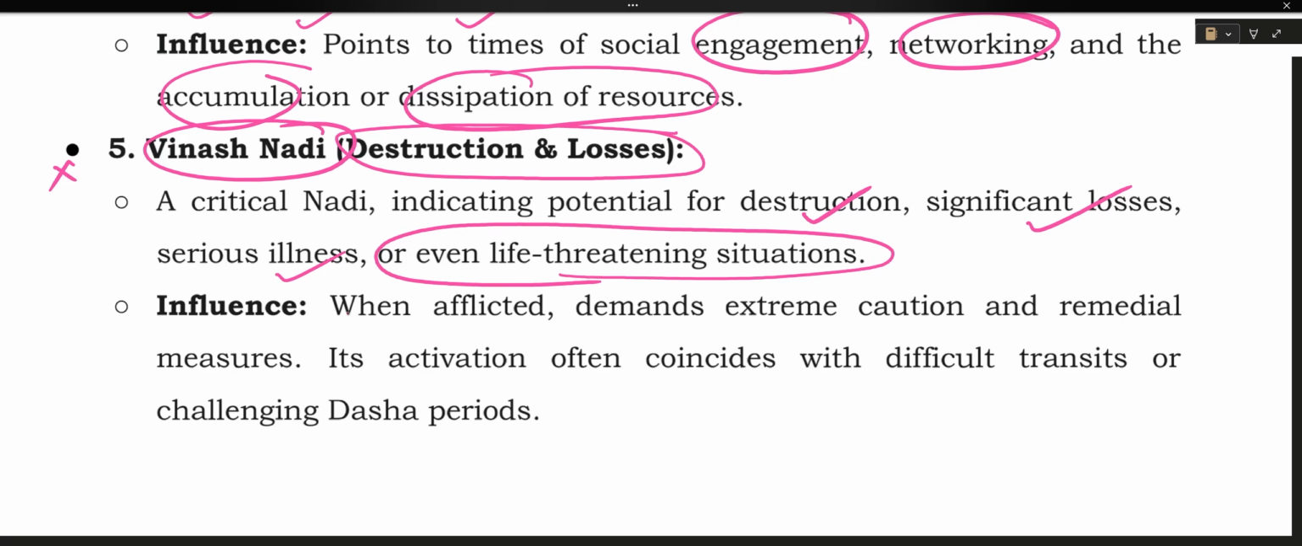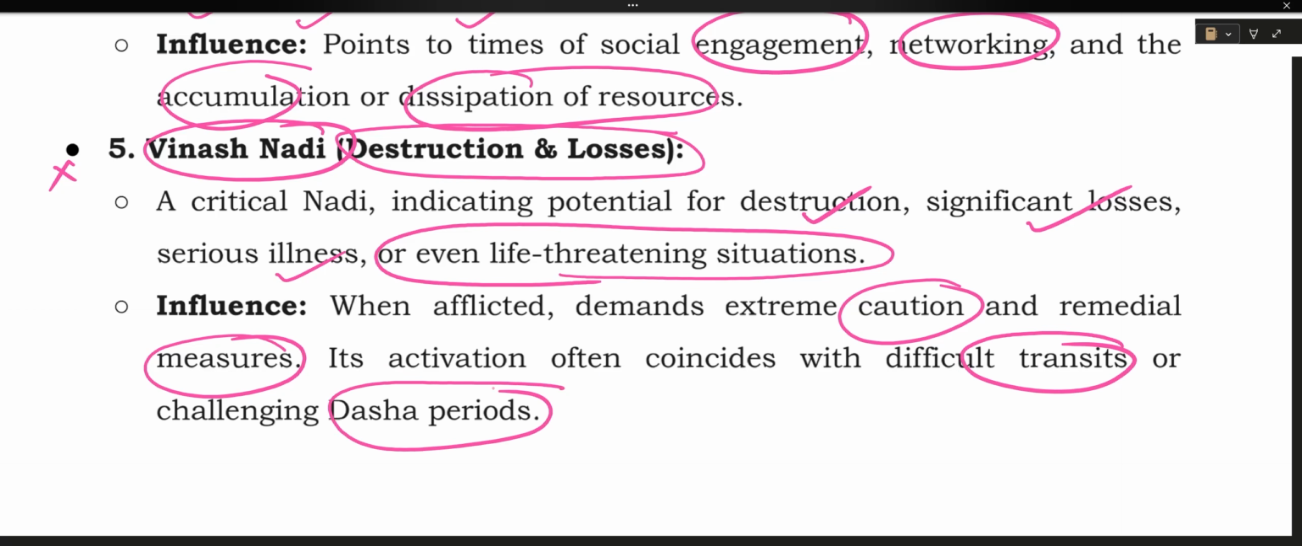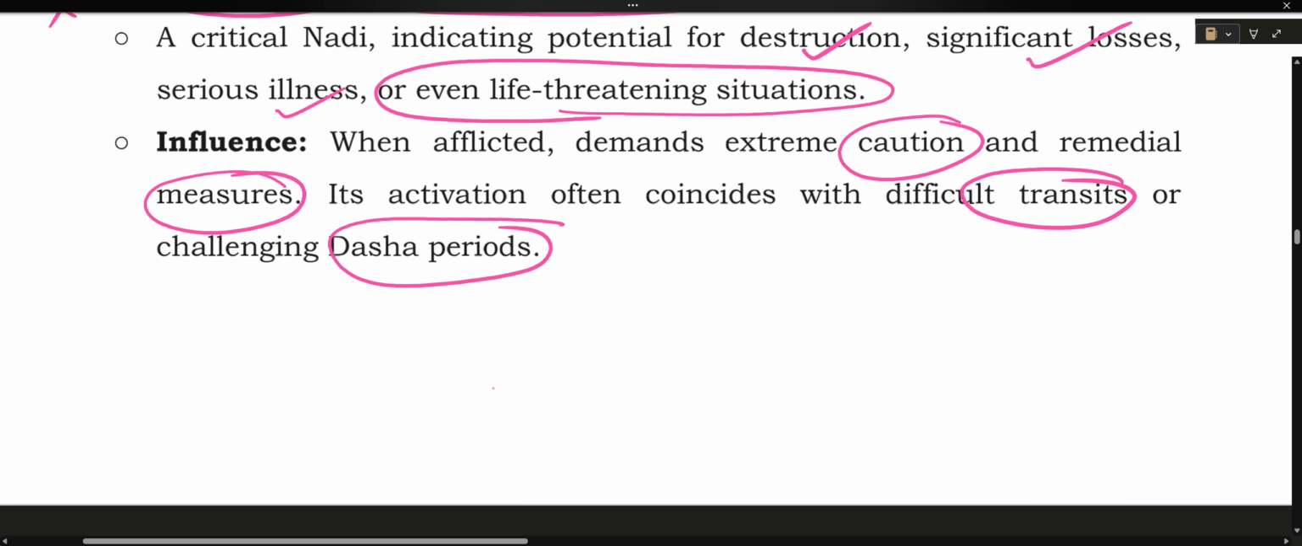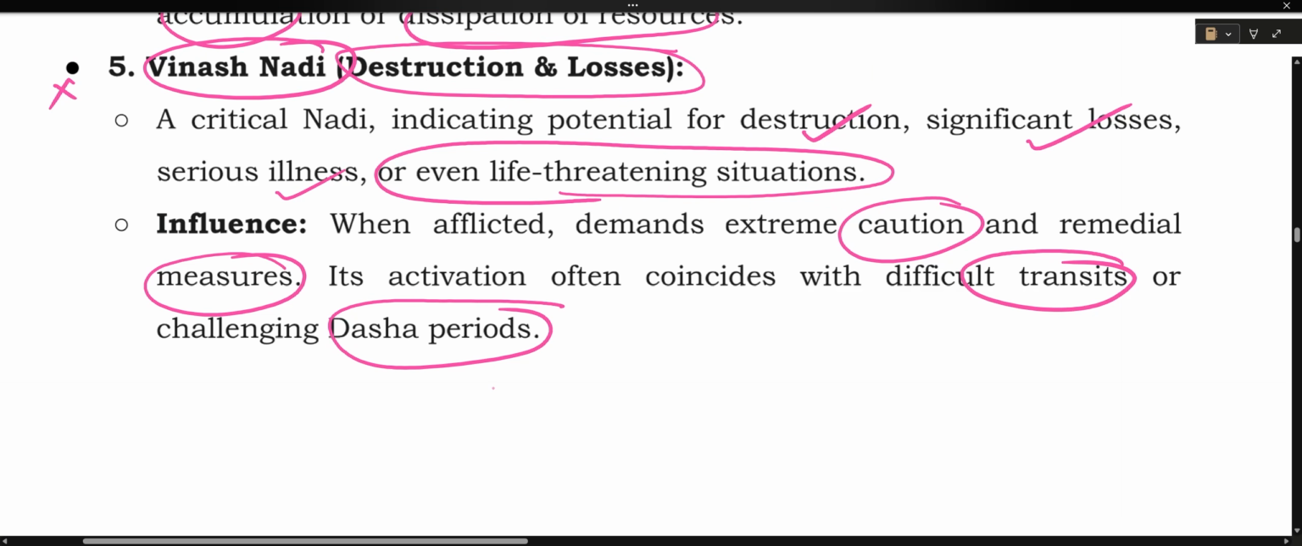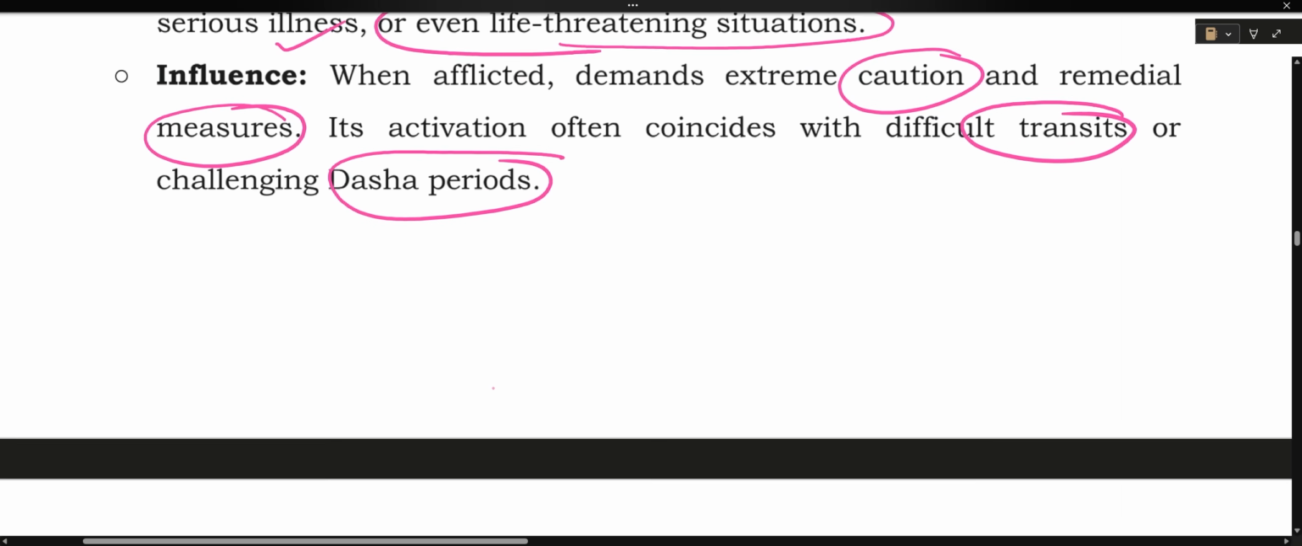Okay, suppose when Venus is afflicted with a malefic or functional malefic planet or natural malefic planet, that demands extreme caution and remedial measures. Each activation often coincides with difficult transits or a challenging dasa period. If the dasa period and transit also reflect that you are going to face some uncomfortable situation, then you can predict or give a confirmation based on the Venus Nari that something is going to happen. You need to be very much cautious.